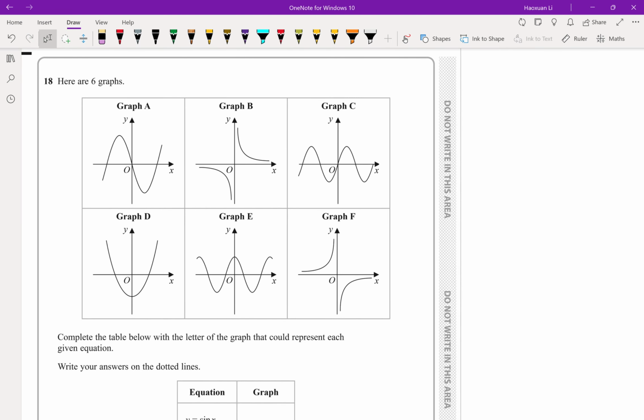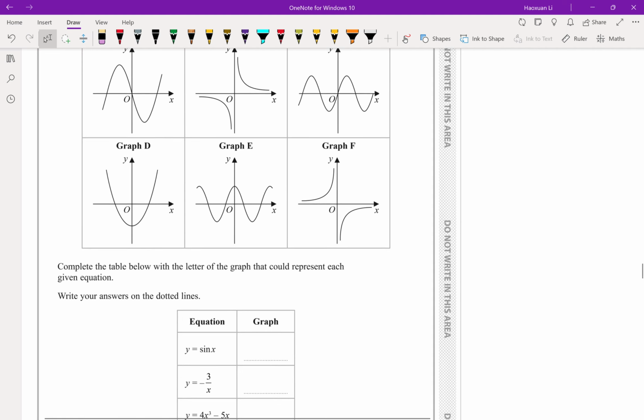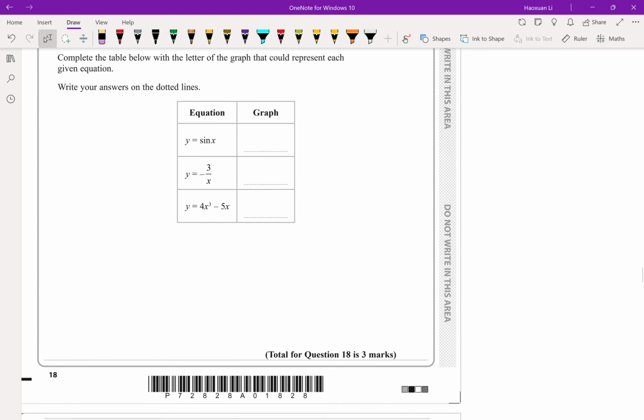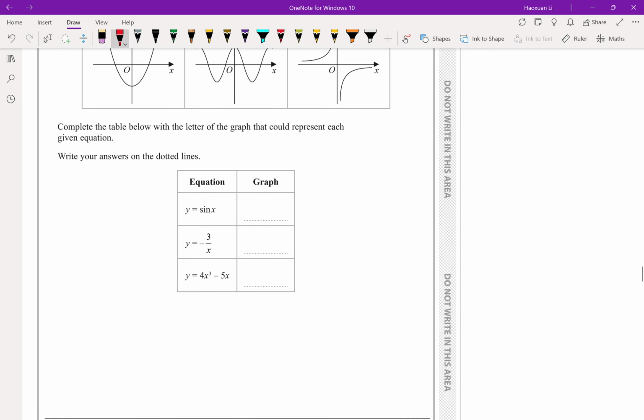Okay, now moving on to question 18. And here, this is a graph question. This one, if you use calculator properly, it shouldn't be a big deal. And this is probably a 3 marker to get here.